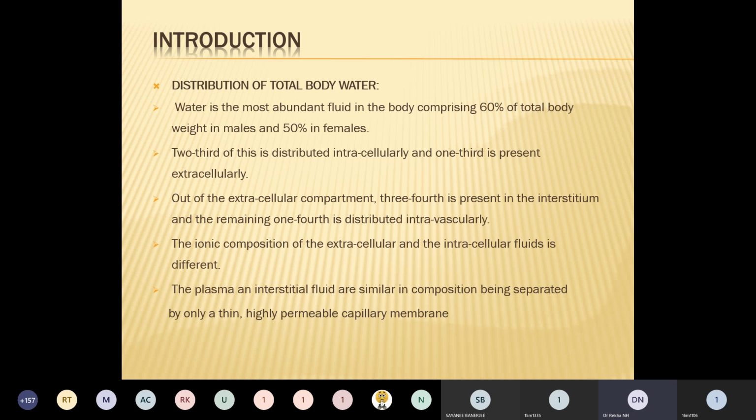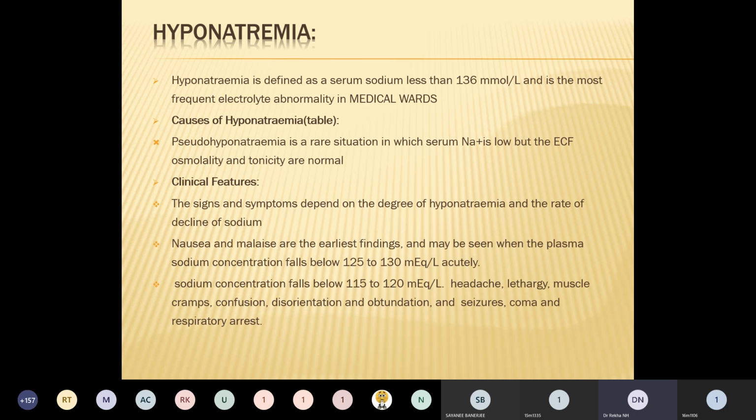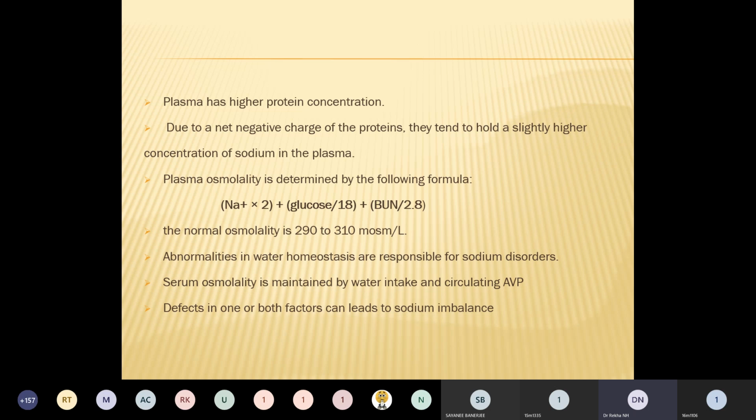The ionic composition, that is the electrolytes sodium and potassium, of the extracellular and intracellular fluid is different. Plasma has a higher protein concentration. Due to the net negative charge of the proteins, they tend to hold a slightly higher concentration of sodium inside the plasma. Plasma osmolality we calculate using 2 times sodium plus glucose divided by 18 plus blood urea nitrogen divided by 2.8. Normal osmolality is 290 to 310 milliosmoles per liter.